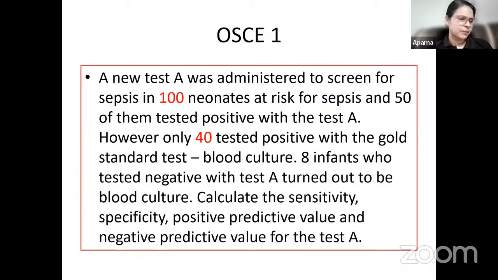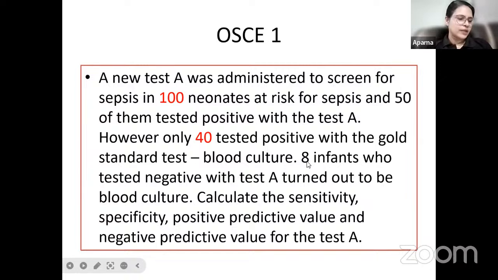So let us imagine you are comparing CRP versus blood culture for the diagnosis of sepsis. You are doing the new test, which is CRP, and 50 out of the 100 neonates tested positive based on CRP. However, only 40 neonates tested positive with the gold standard test, which is blood culture. So among the 100 neonates, remember only 40 were blood culture positive, which is the gold standard test for sepsis.